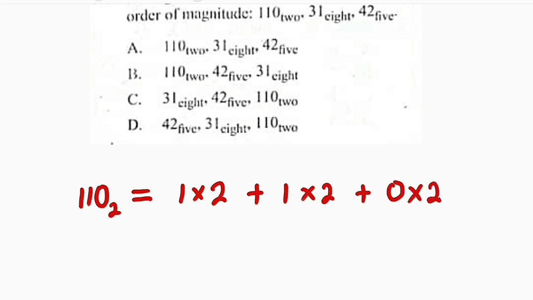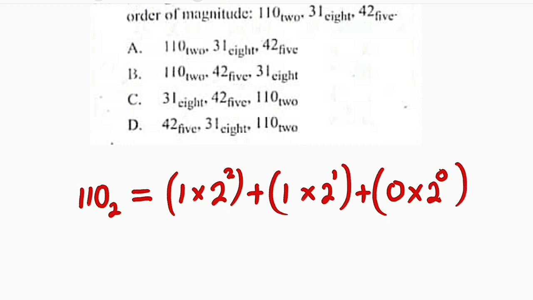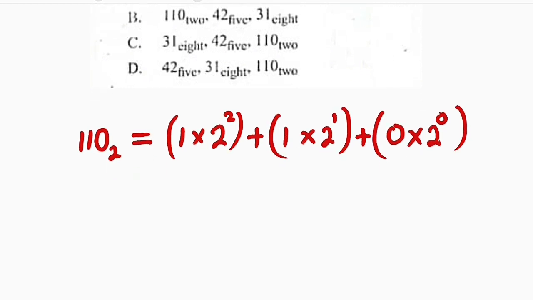Then you assign index from the last digit. You start with 0, 1, and 2. You stop. And you simplify. Let's start here. 2 to the power of 2 is 4 times 1 is 4, plus 2 to the power of 1 is 2 times 1 is 2, plus 2 to the power of 0 is 1 times 0 is 0. If you add all of this together, you have 6 in base 10.